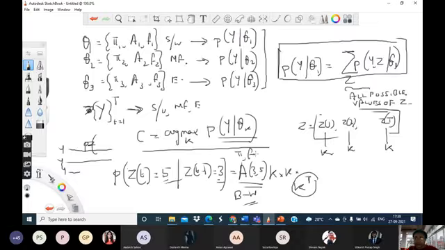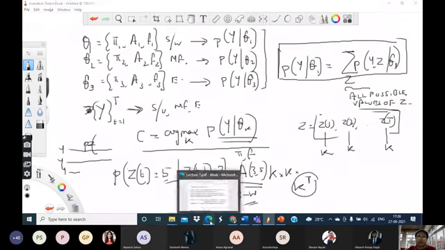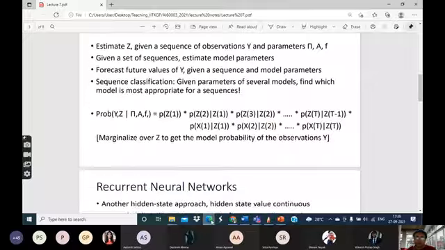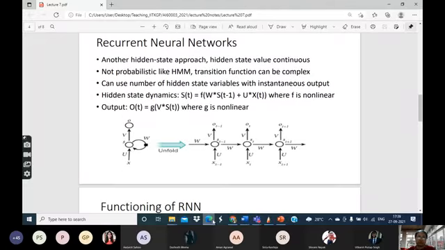Now f, what type of distribution it is, whether it's a normal distribution or a categorical distribution, that's up to you. But what the parameters of that distribution are will have to follow from the Baum-Welch algorithm.